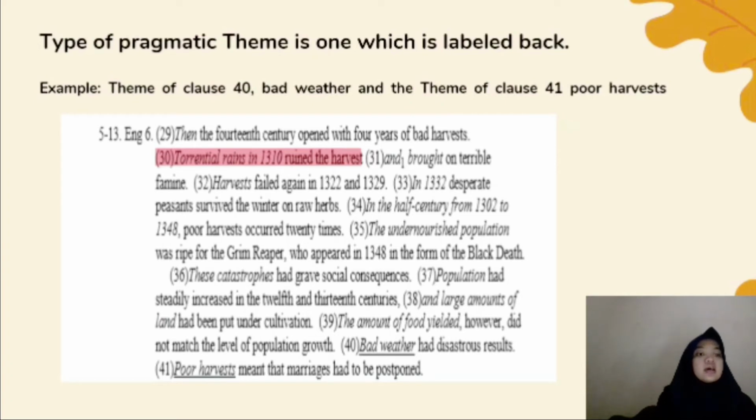For example, the theme of clause 40, bad weather, and the theme of clause 41, for harvest. Bad weather was mentioned in the previous paragraph in clause 30. For harvest was also mentioned a number of times in the previous paragraph. I find as a reader that these two themes divert the reader's attention away from social consequences, the topic of this section, back to the previous paragraph, and this slows text processing.